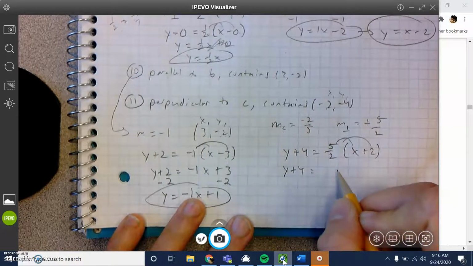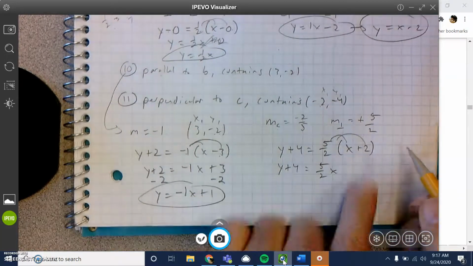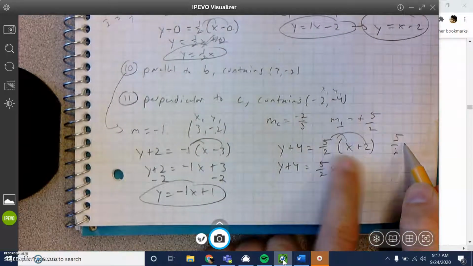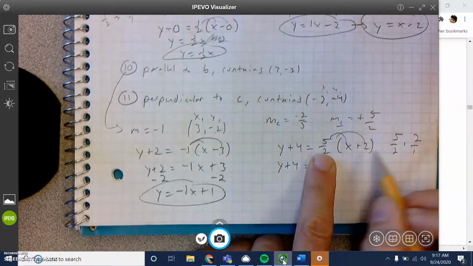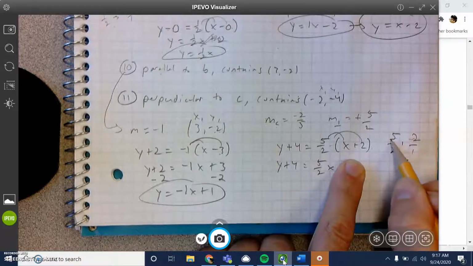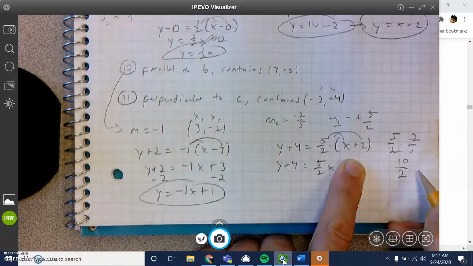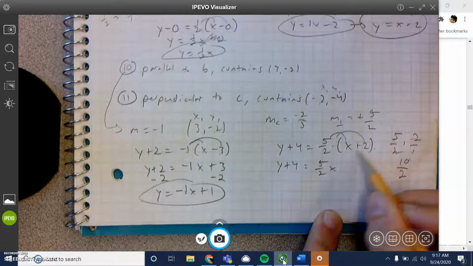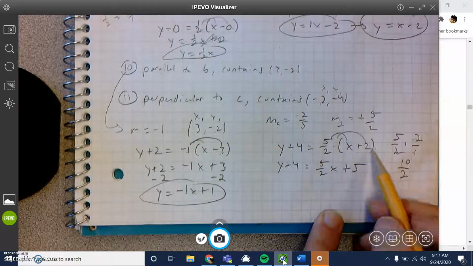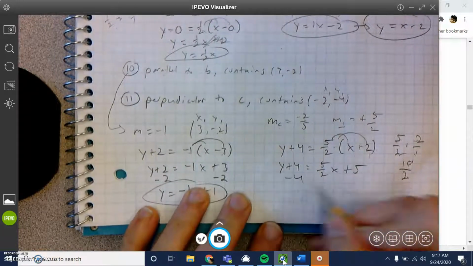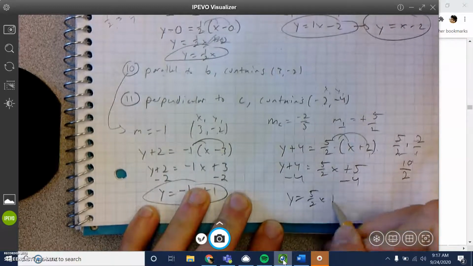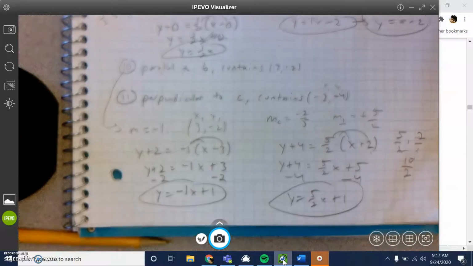Y plus 4 equals 5 over 2x. What the hell is this? Well, let's see. 5 over 2 times 2 over 1. So that's what I'm doing here. So this is 10. My numerator, 2 times 1 is 2. So 10 divided by 2 is what you get, which is 5. That's how you multiply the fractions. Don't be afraid. It's actually kind of easy, right? So now subtract 4 from my constant. Y equals 5 over 2x plus 1. Cool. Let's practice this some more. Good work, everybody.